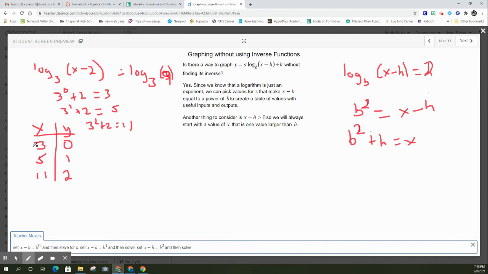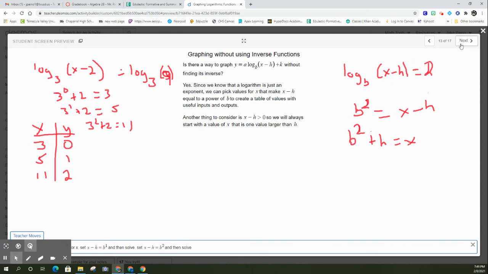And so there's my table of values. I just need to be able to create those x's, and it's all based on what my base is and what I want it to equal. We always think if we could do powers of b, it's going to be easy to figure out. Another thing to consider is that x minus h is always positive. So we will always start with the value of x that is 1 larger than h. Notice, h is 2, we started with 3, because it's always going to give you 1, and then it will always give you 0. Now, if there's a k, you have to add a k to that. We'll talk about that in the next slide.